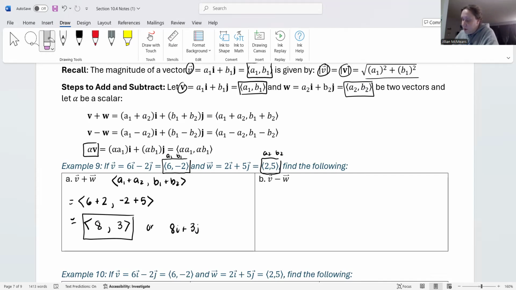Let me write this one a little bit better. I want to put what they're equal to out front. So this would be V plus W equals, and then V plus W equals.